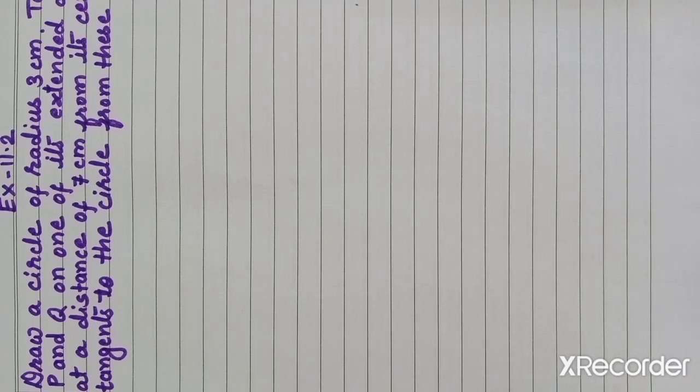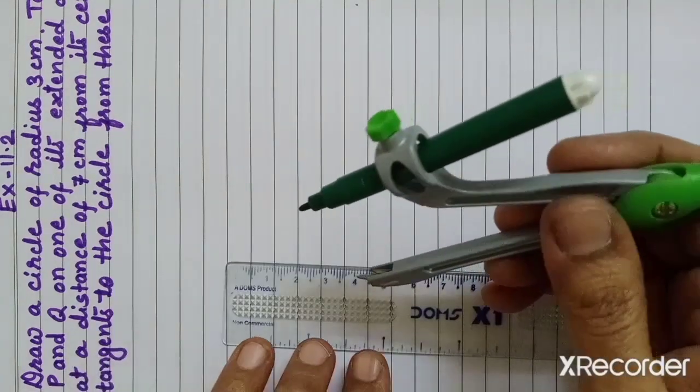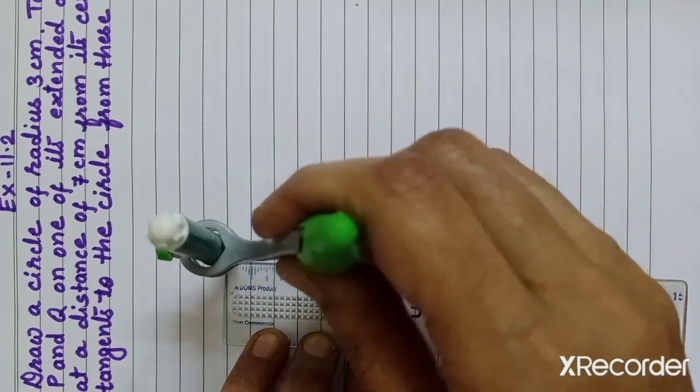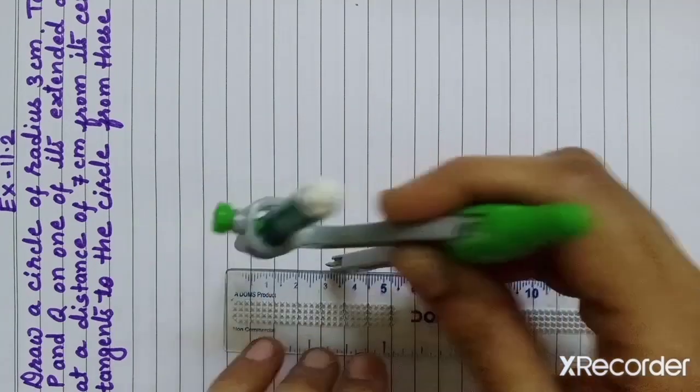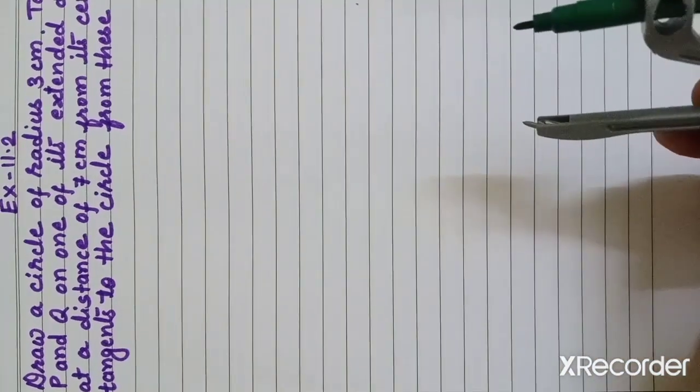So let us see how to construct this. First of all, you take 3 centimeter distance in the compass. Draw a circle. So this is 3 centimeter distance. Draw a circle.